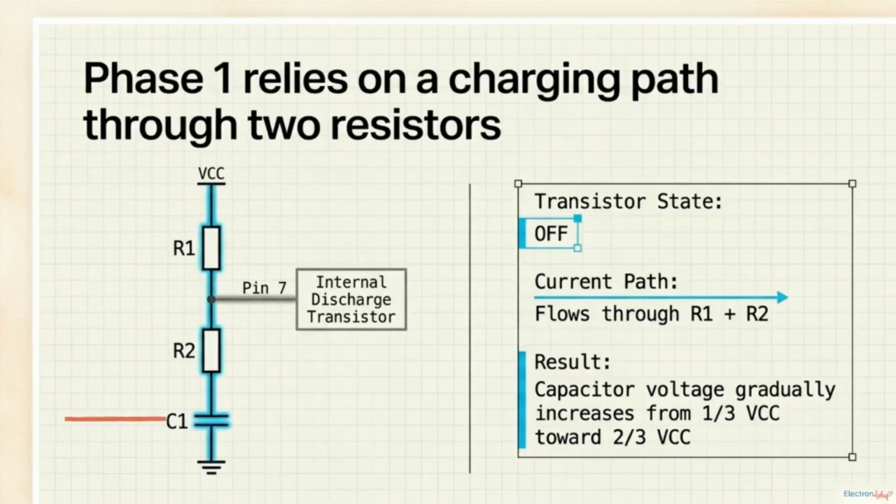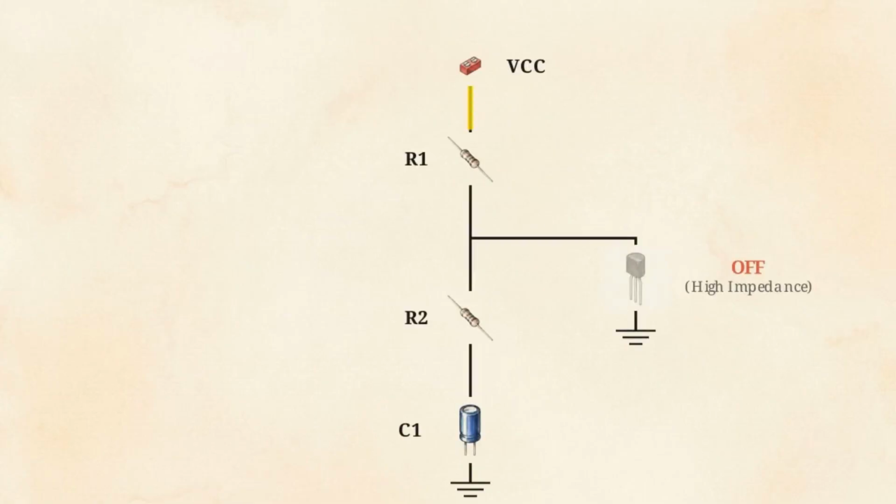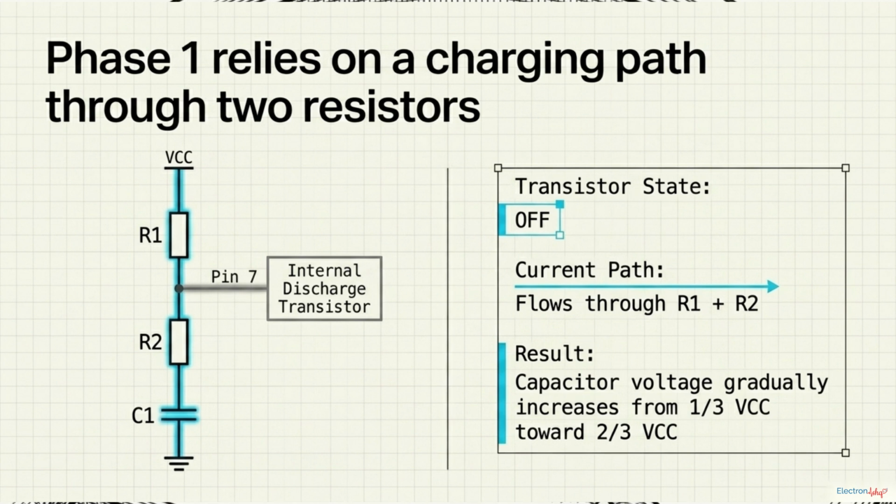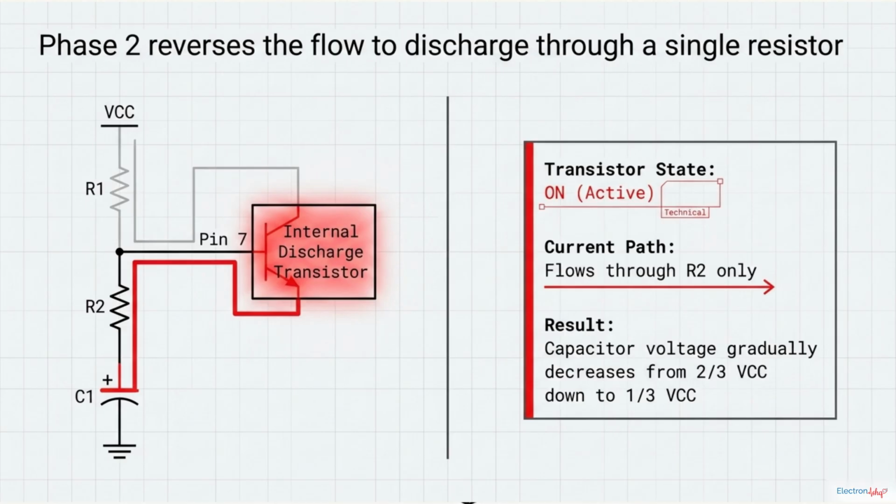This schematic illustrates phase 1 of the cycle, starting with a drained capacitor. Because the internal discharge transistor is in the off state, current flows from the supply and travels through both external resistors, R1 and R2, gradually filling the capacitor. The voltage climbs until it hits the 2/3 threshold, forcing the internal comparators to flip. This logic flip turns the internal discharge transistor on, initiating phase 2.